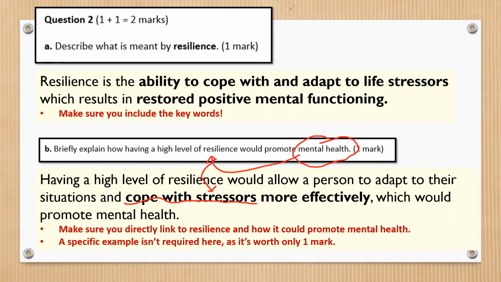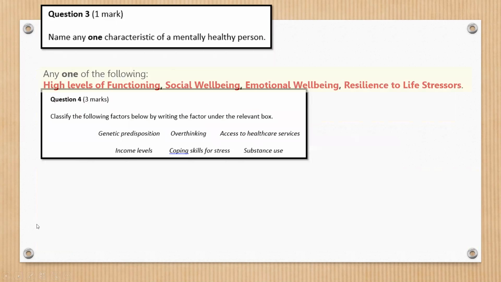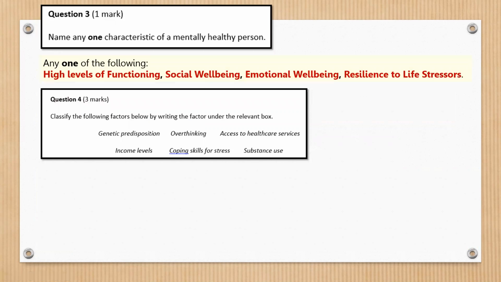Okay, so that's basically looking at question 2. Then we've got questions 3 and 4, which were really easy questions, easy peasy. Question 3 is name any one characteristic of a mentally healthy person, and we've got specific ones, so you can choose any one there. You can choose high levels of functioning, social well-being, emotional well-being, resilience to life stresses. All of that would get you the mark, and all you've got to do is just name it, because that's what the question asks us to do. In addition to that, it's only worth 1 mark.